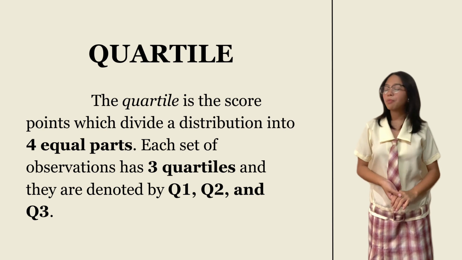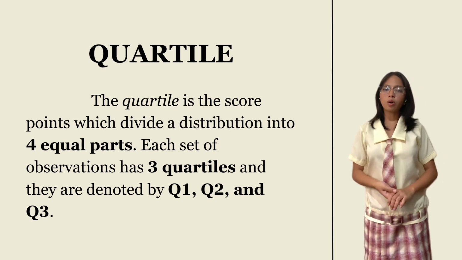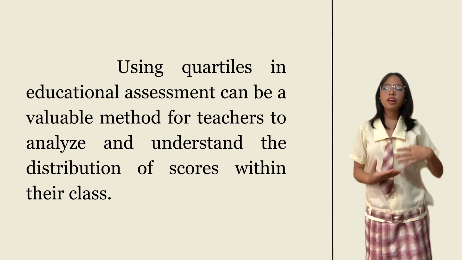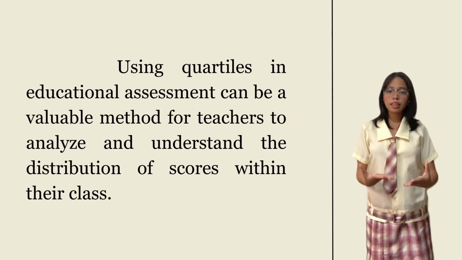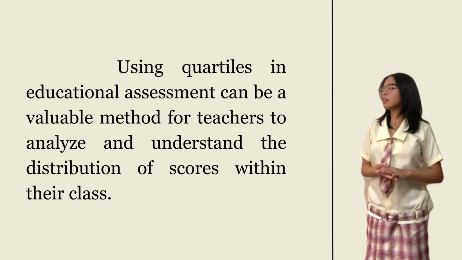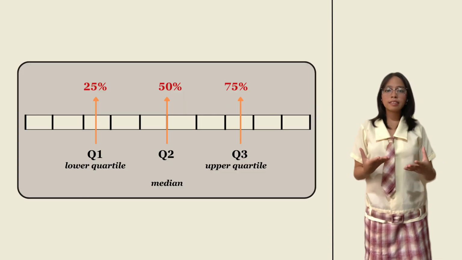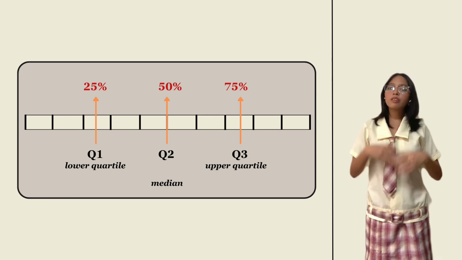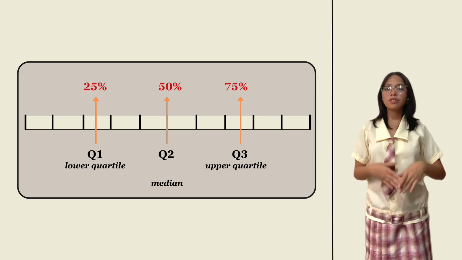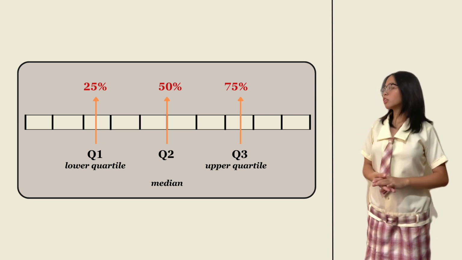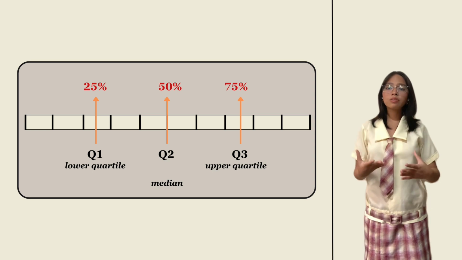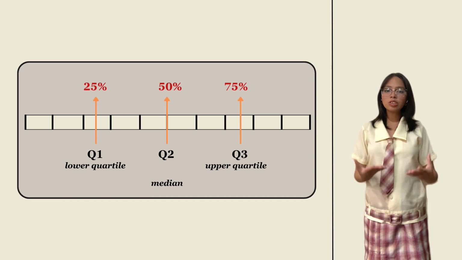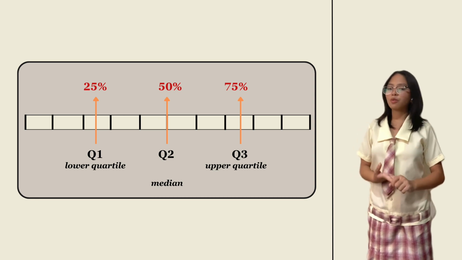So how does this help analyze and interpret the assessment scores of the students? Using quartiles in educational assessment can be a valuable method for teachers to analyze and understand the distribution of scores within their class. Let's see this table. Quartile 1, also known as the lower quartile, represents the lower 25% of the distribution. Students whose scores belong to quartile 1 have relatively lower scores compared to the rest of the class. These students may need additional support to improve their performances.